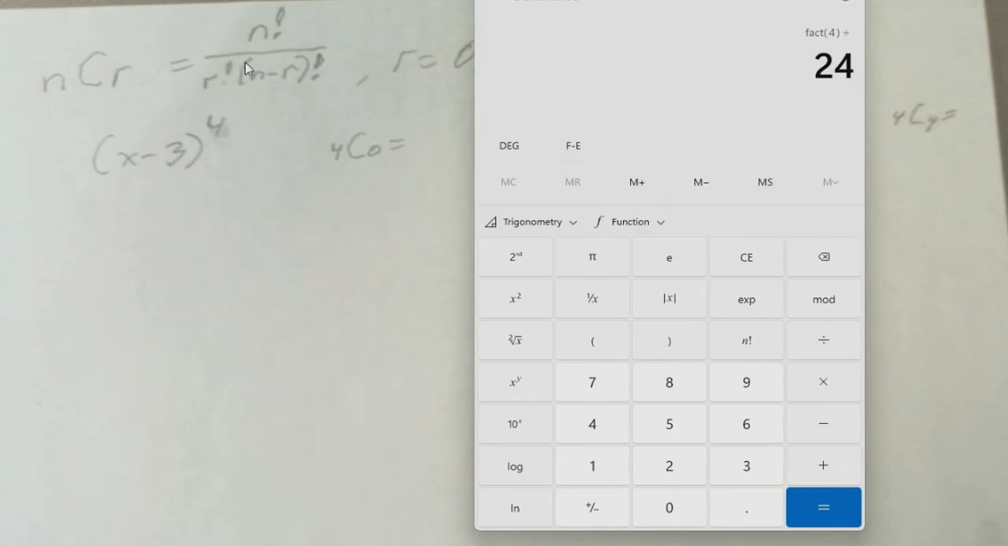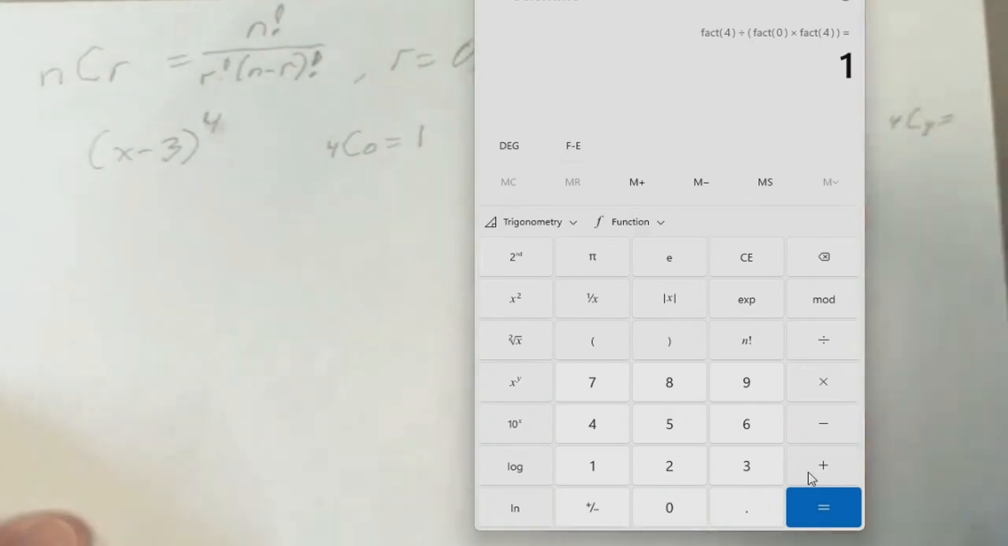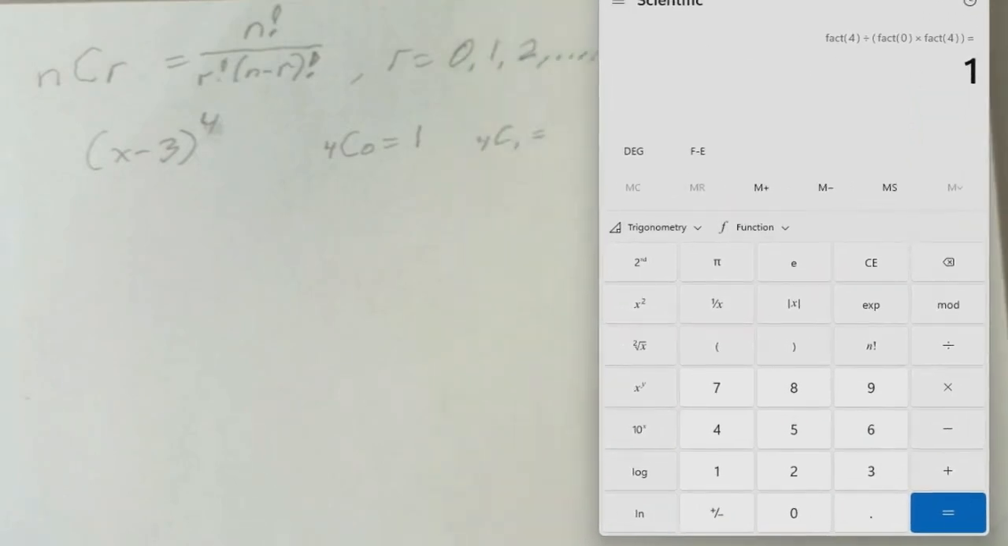divided by, and then we'll put this in parentheses, r factorial. 0 factorial is actually 1, times 4 minus 0. n minus r, 4 minus 0. So that's 4 factorial times 4 factorial. So really it's 24 divided by 24. This is just going to be a coefficient of 1.